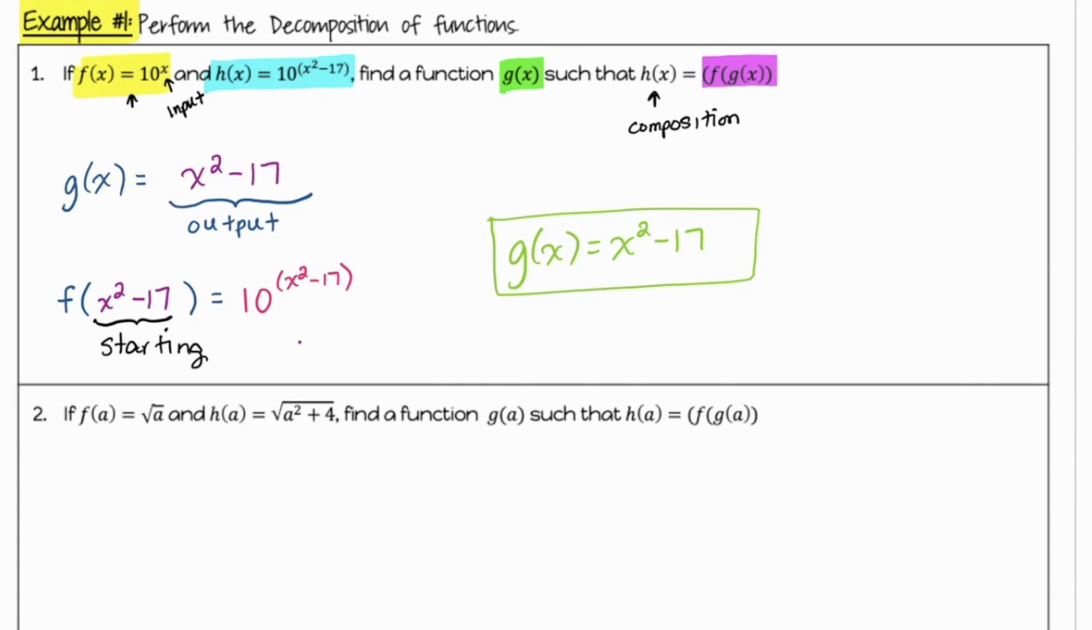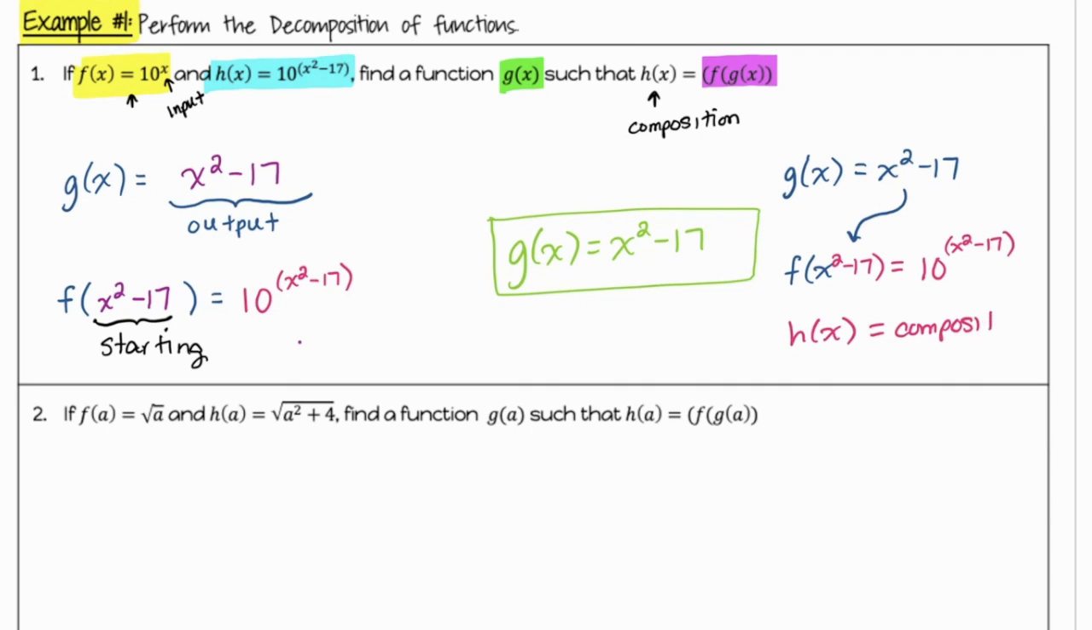How do I know this works? Well, if g of x is equal to x squared minus 17, then I would take that function and input it into my f of x function, leading me to that 10 raised to the x squared minus 17, which is also known as my h of x answer, my composition answer. Okay, so this is me checking my work right here. So I won't do that for all of them, but this is the logic of how you're working with these types of problems.